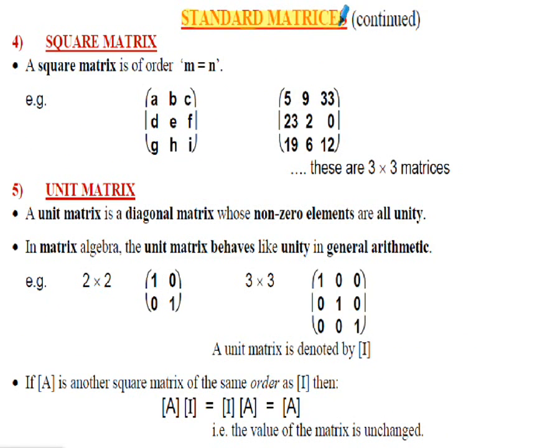Standard matrices continued. Item 4 is a square matrix. A square matrix has the order m is equal to n. Here's an example of two square matrices, the A, B, C, D, E, F, G, H, I, and the 5, 9, 33, 23, 2, 0, 19, 6, 12 are examples of 3 by 3 matrices. They're both square matrices.